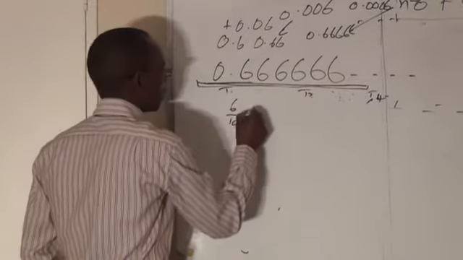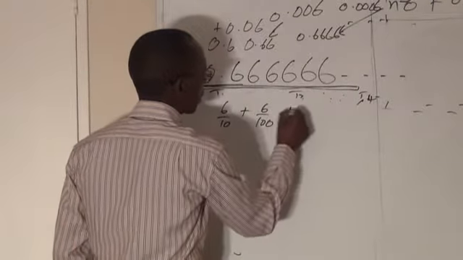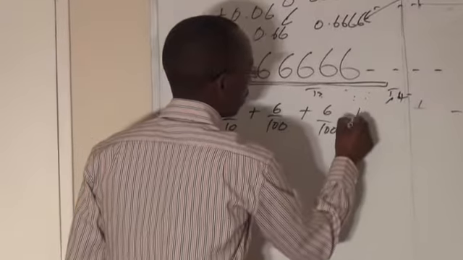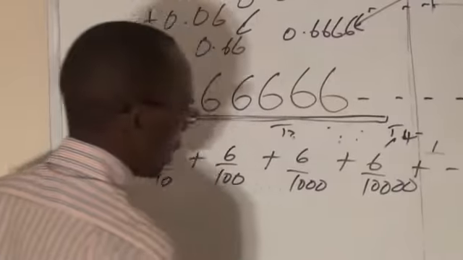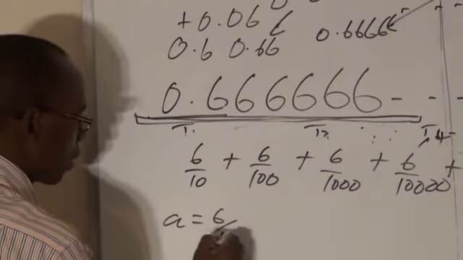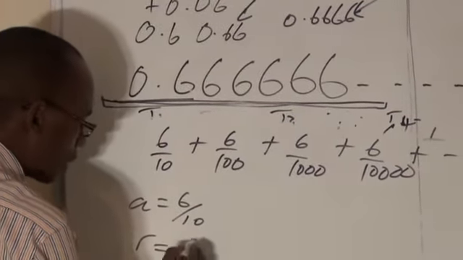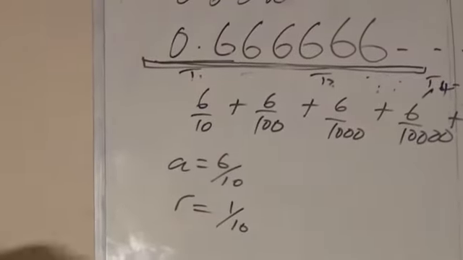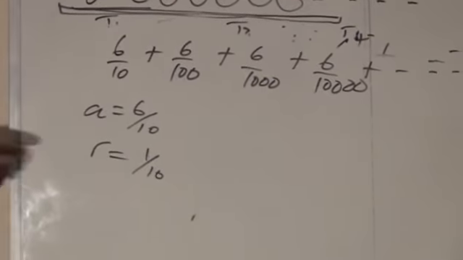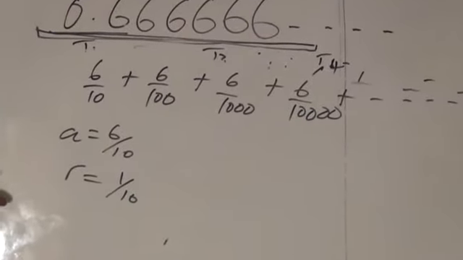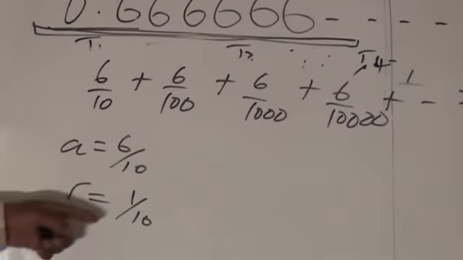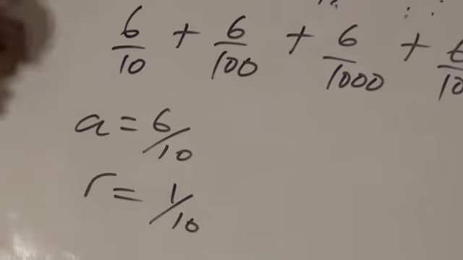6 over 10 plus 6 over 100 plus 6 over 1,000 plus 6 over 10,000 plus, and so on. And we've said that a is equal to 6 over 10. Our common ratio, we've just found it, is 1 over 10. If we try to think now, that common ratio is a simple fraction. You can see that. The denominator is actually bigger than the numerator.